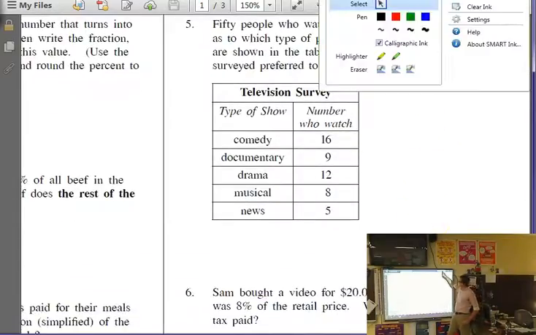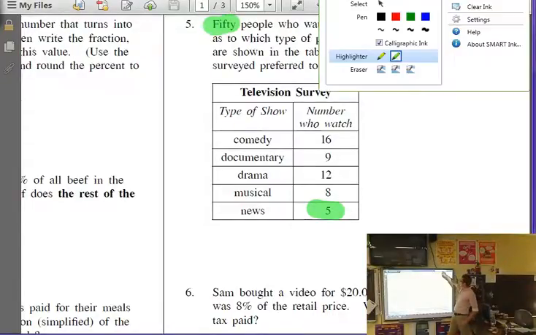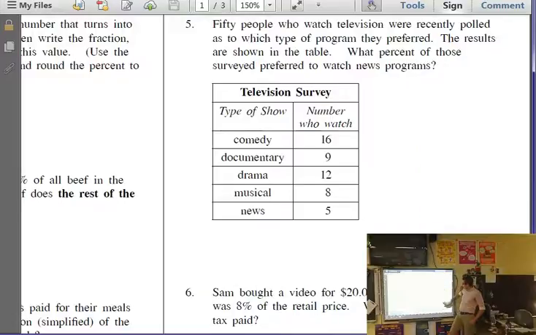It's asking how many people watch news programs out of the 50 people surveyed. So you should be able to do that on your own.